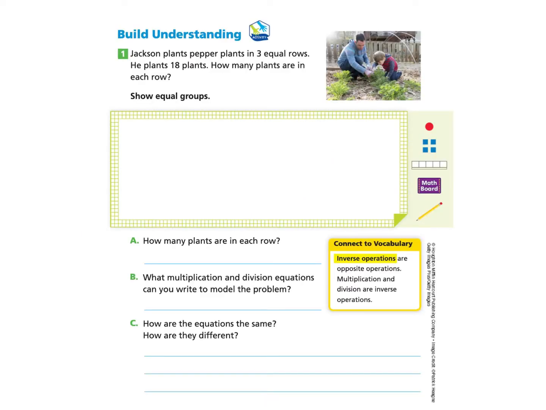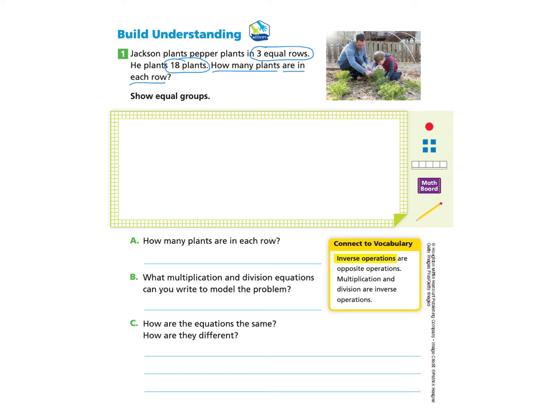Please gather your workbook and a pencil and turn to page 172. You can pause as needed. We will begin under Build Understanding Part 1. Jackson plants pepper plants in 3 equal rows. He plants 18 plants. How many plants are in each row?